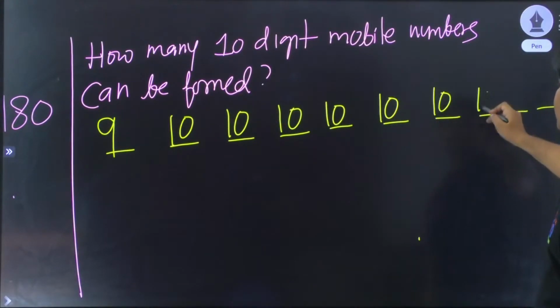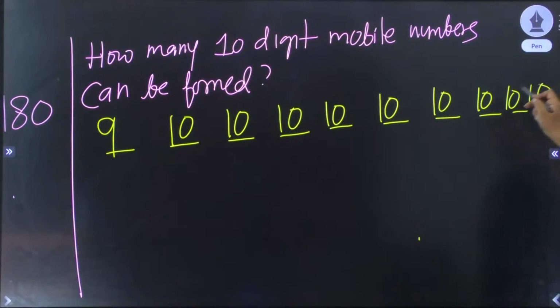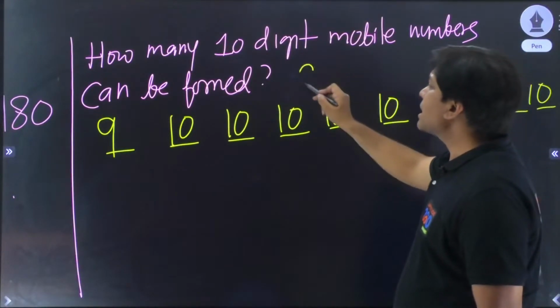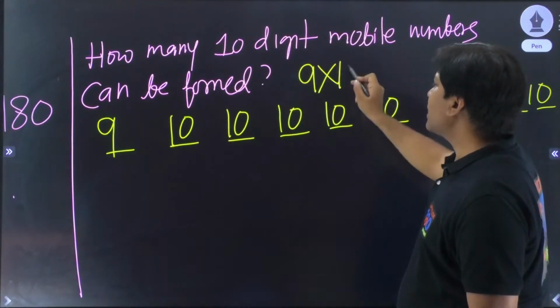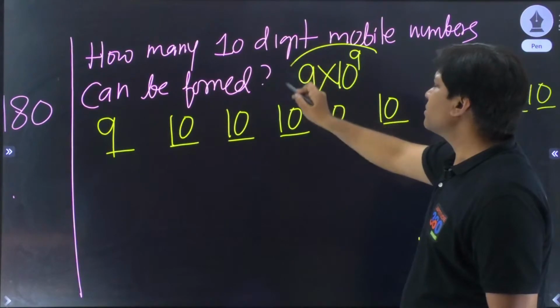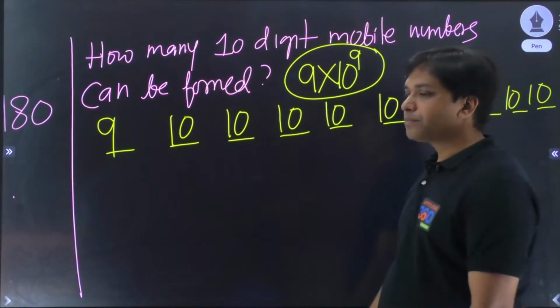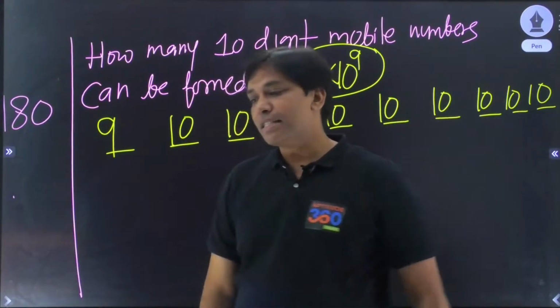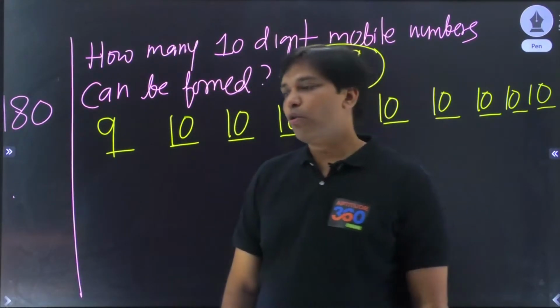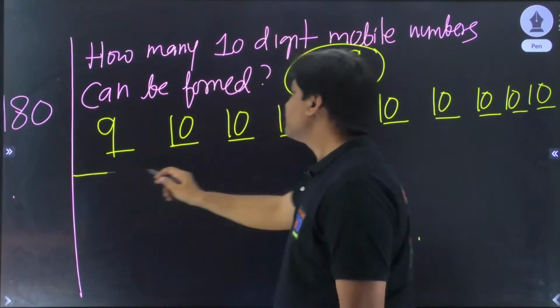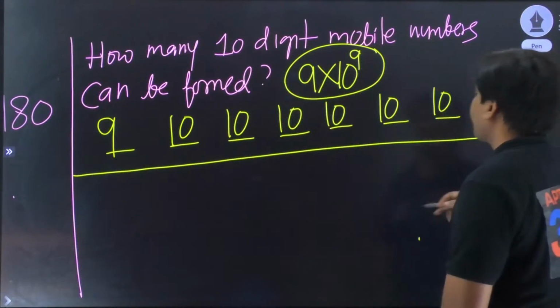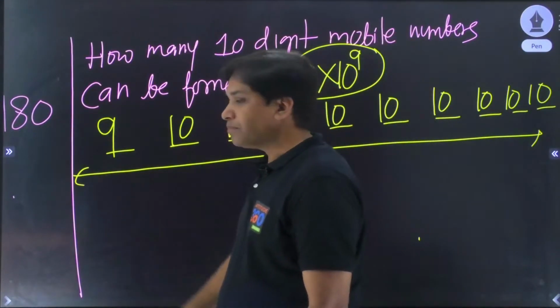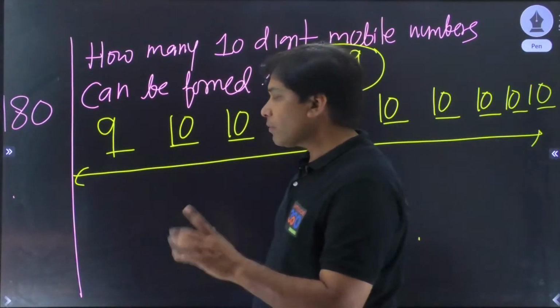The right answer of this problem is 9 into 10 raised to 9. Pretty simple. So Divya is getting the answer. Shivani is getting the answer. Who else is getting the answer? Everybody is getting the answer.